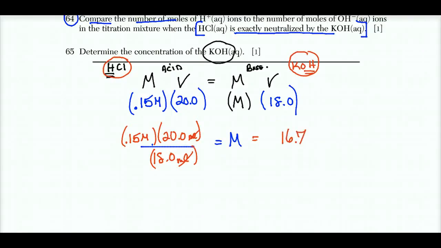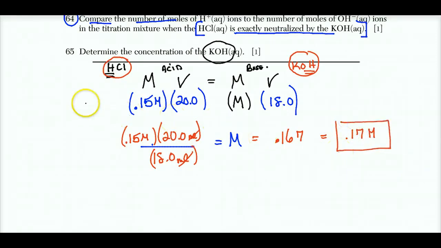16.7, I mean 0.167. Okay, sorry about that. And that's the molarity. And let's do sig figs. 2 here, 3 here. They're not asking for sig figs, but it's just good practice. So 0.17 molar is our answer.